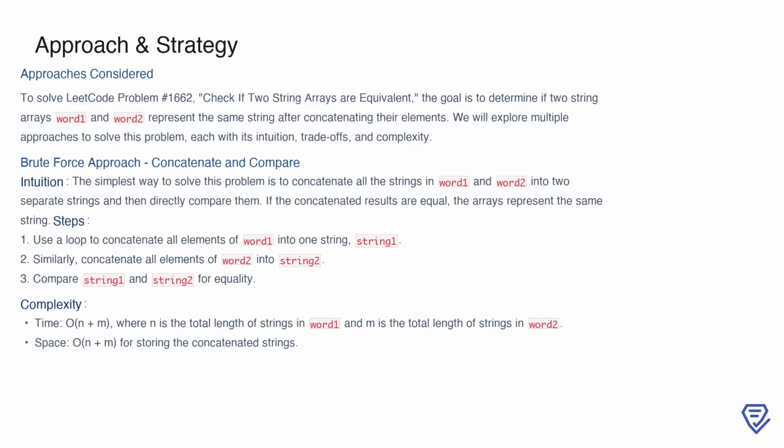The time complexity of this approach is O(n + m), where n and m are the total lengths of the strings in word1 and word2, respectively. However, it also requires O(n + m) space to store the concatenated strings, which can be a drawback for large inputs. This makes it a good starting point but not the most efficient solution.